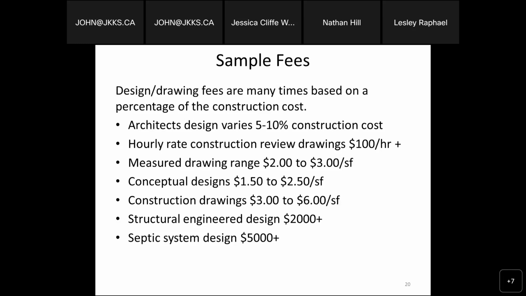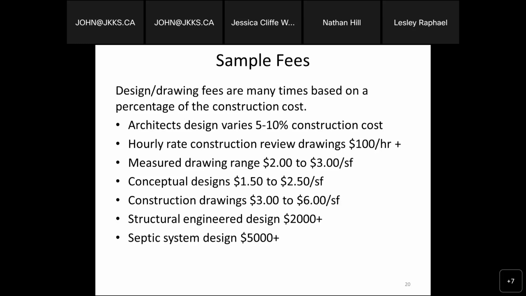Of course, there are people who do what they call an hourly rate construction review of drawings, and that can be in the range of roughly $100 per hour or more. Or what about measured drawings? For example, we have an existing building and it's going to have an addition. This could range from $2 to $3 per square foot. Or conceptual drawings, basic preliminary designs. Or the actual construction drawings, from roughly $3 to $6 per square foot.